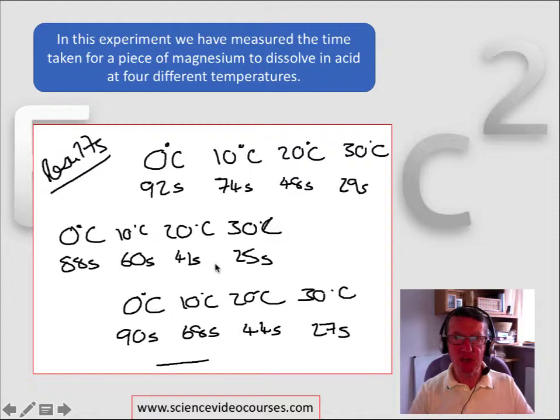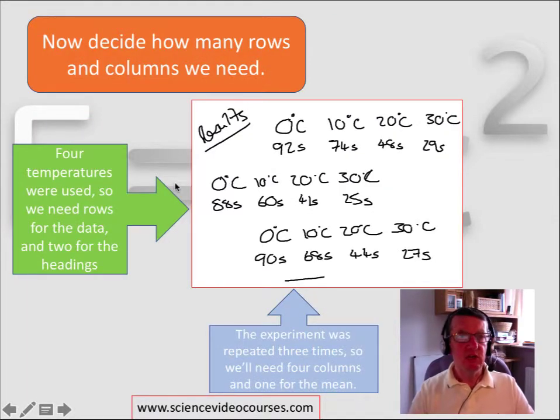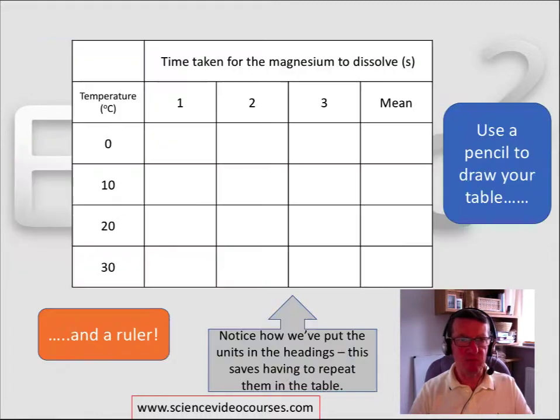So let's see how we can now think about the table we're going to need. Well, 4 temperatures were used, so we're going to need rows for each temperature, and also we're going to need 2 for the headings. You'll see that in just a second. And the experiment was repeated 3 times, so we're going to need 4 columns. Again, you'll see why in a second, and 1 for the mean. Let's look now at the outline table.